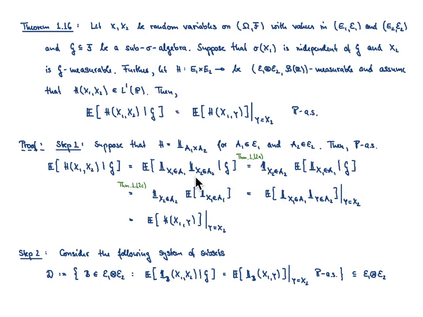But now we know that by assumption the random variable X2 is G-measurable. This means that also the indicator function that X2 is contained in this measurable set A2 is a G-measurable function. So we can use the theorem of measurable factors to take that random variable out of the conditional expectation. So that's the first step. What I'm left with here is the conditional expectation of the indicator function that X1 is in A1 given G. But by assumption, the sigma algebra generated by X1 is independent of G. So this means simply that that conditional expectation boils down to simply computing the expectation of the indicator function that X1 is in A1.